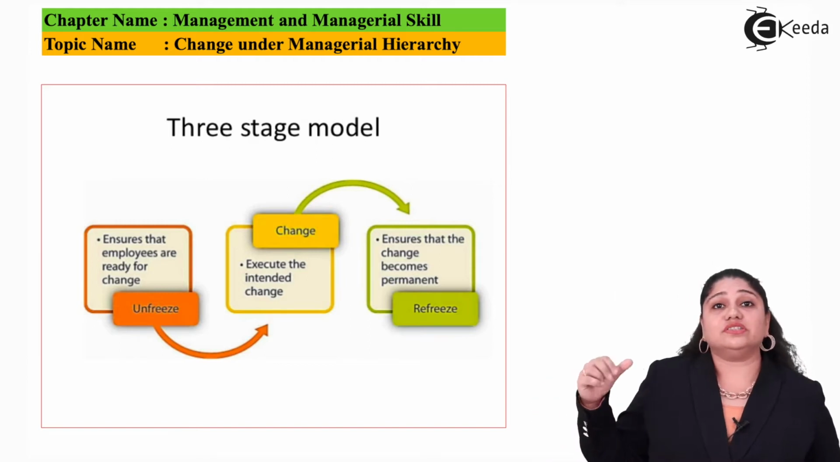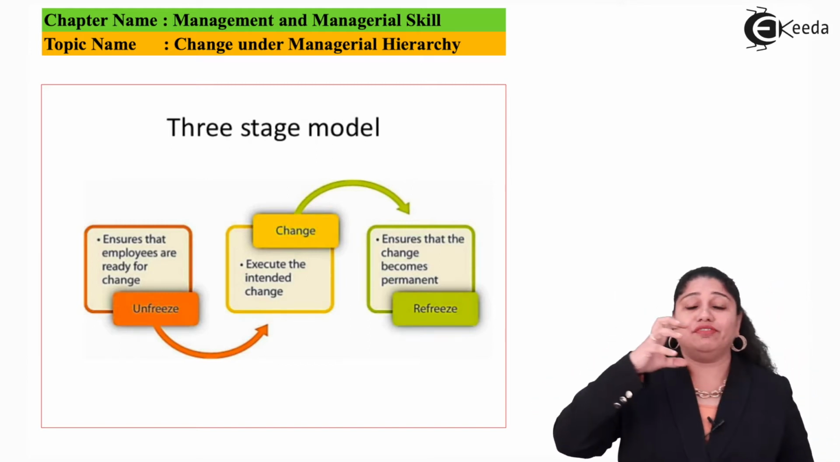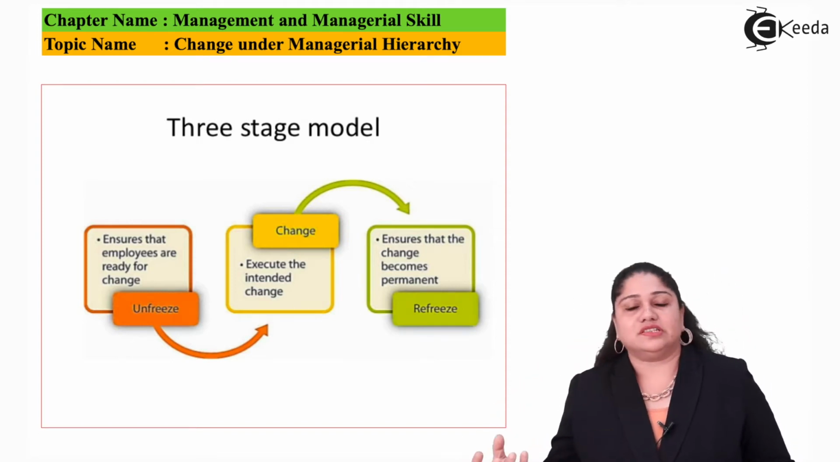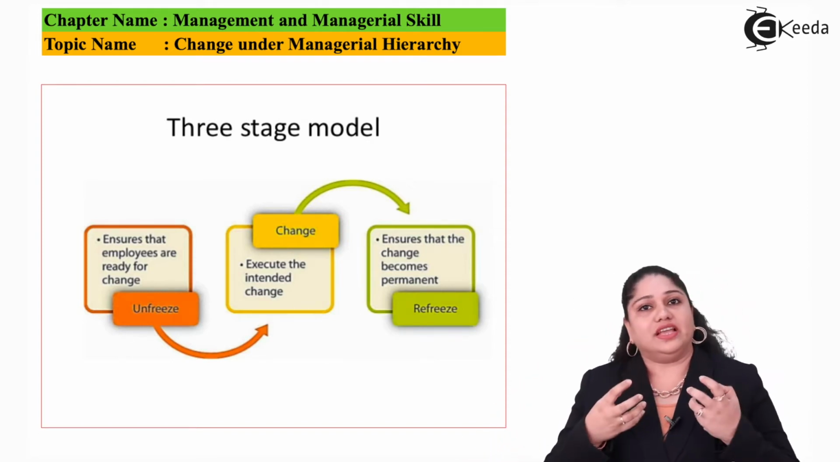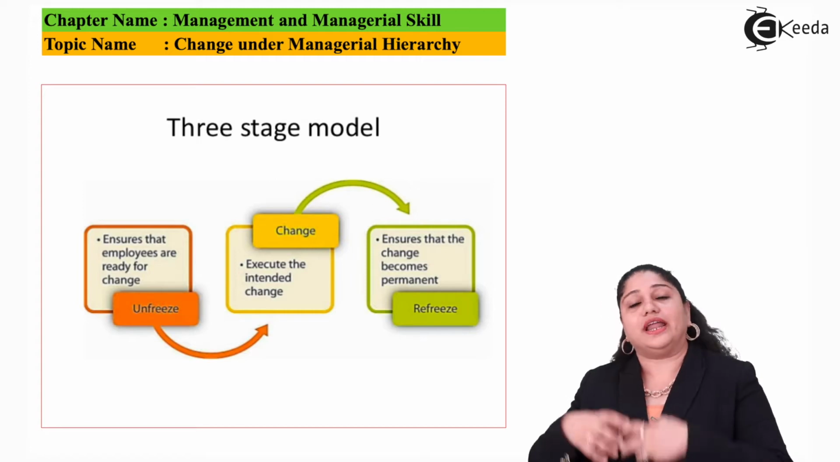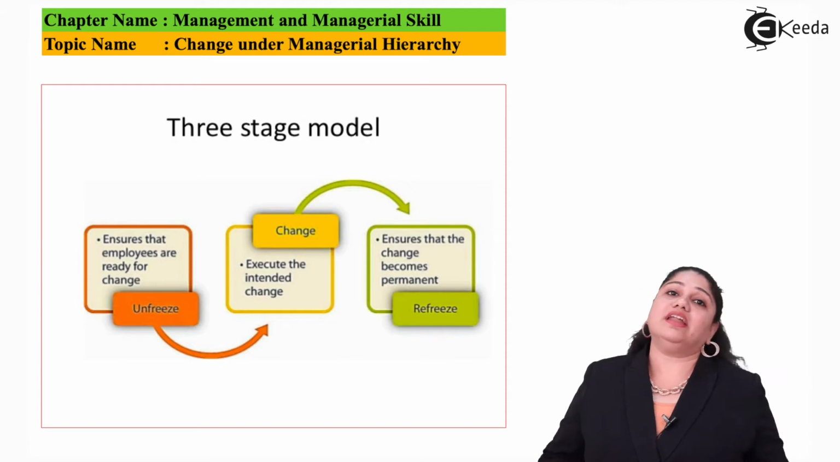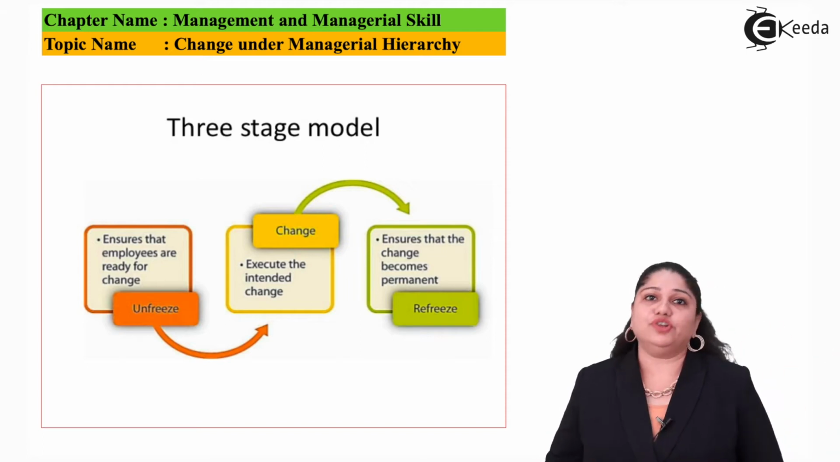So these three stages are when a certain decision goes from the stage of unfreeze to change to refreeze. So a change is made, then the change is executed, and finally the new change becomes permanent. It again goes back when we have to make another change after certain years in the management or in the working.